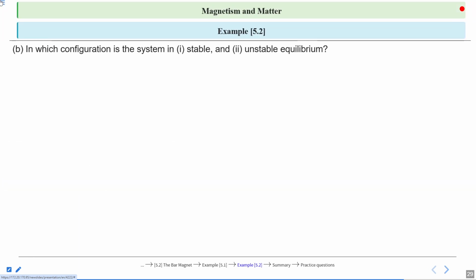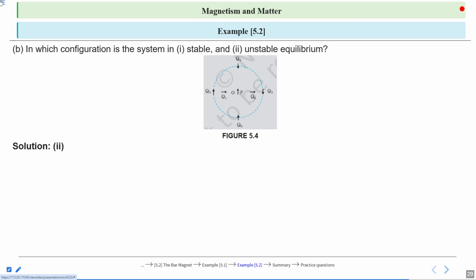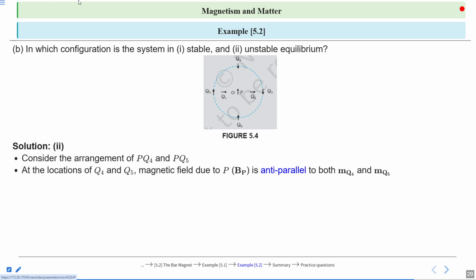Now it's the second part, for unstable equilibrium. Consider the arrangement PQ4 and PQ5. For PQ4 and PQ5, I have discussed that the magnetic field due to P on the equatorial line will be opposite to the direction of the magnetic moment of P, meaning in the downward direction.